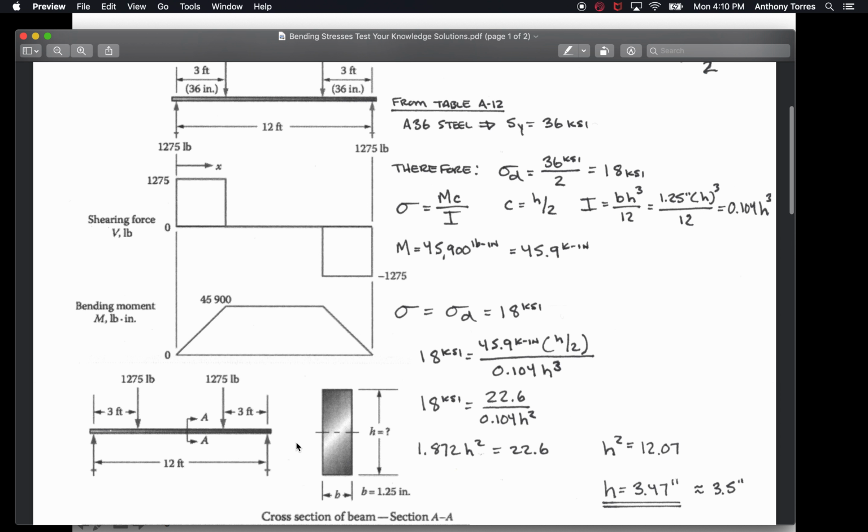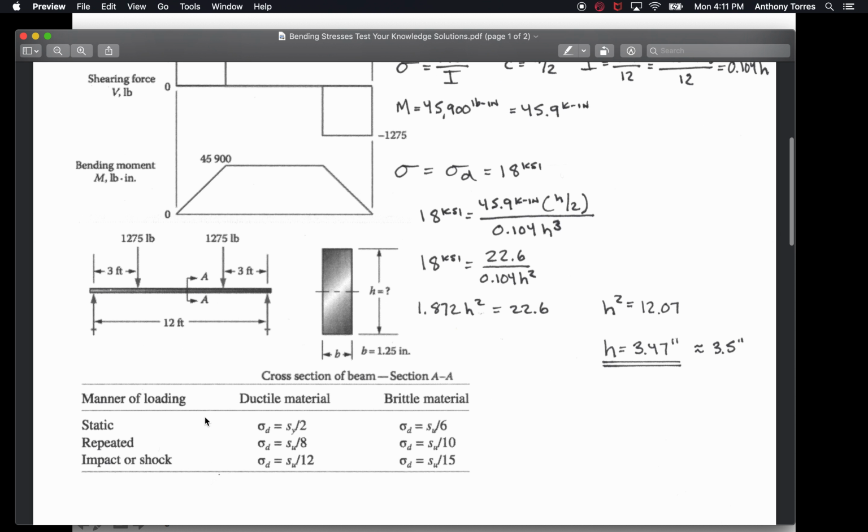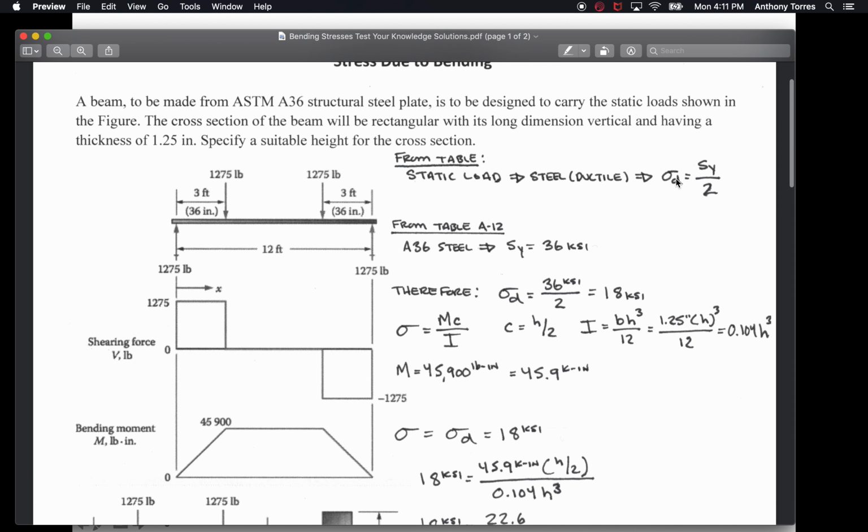So the table I'm referring to is this one right here. From the table, we know it's a static load. So I go down. Okay, static load. It's steel, and I just said that steel is a ductile material. So from the table, I'm plugging in this little equation: sigma D equals S_y over 2. Okay, so I've just written down the design stress is equal to the yield strength divided by 2. Whatever the material is, that divided by 2 is what we're going to design it for.